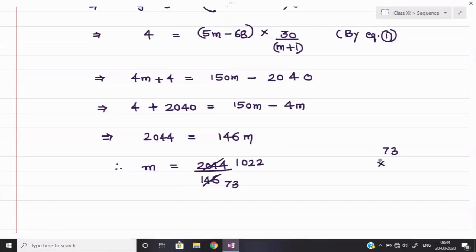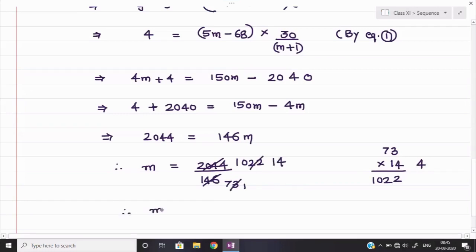Definitely 73, if I multiply by 14, because only if I multiply by 14, it will come 2 at the last. Let us see, will it work? 14 3s are 42, 2 carry 4, then 14 7s are 98 plus 4, 102. Correct. So 73 ones are 73 and 73 14s are 1022. So the value of m will be equal to 14. This is your answer. Okay, so I hope this question is clear to you now.